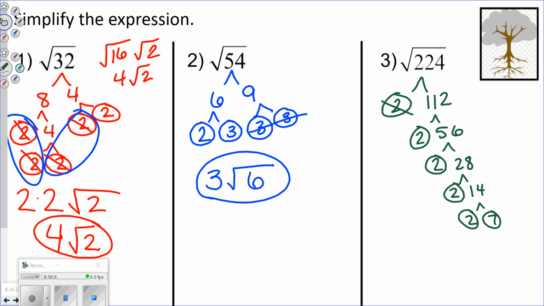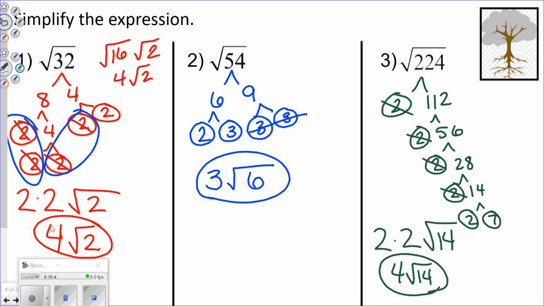Okay, so there's a pair of 2s, another pair of 2s. Good. The 2 singles go inside together, right? As 14. So 4 radical 14.